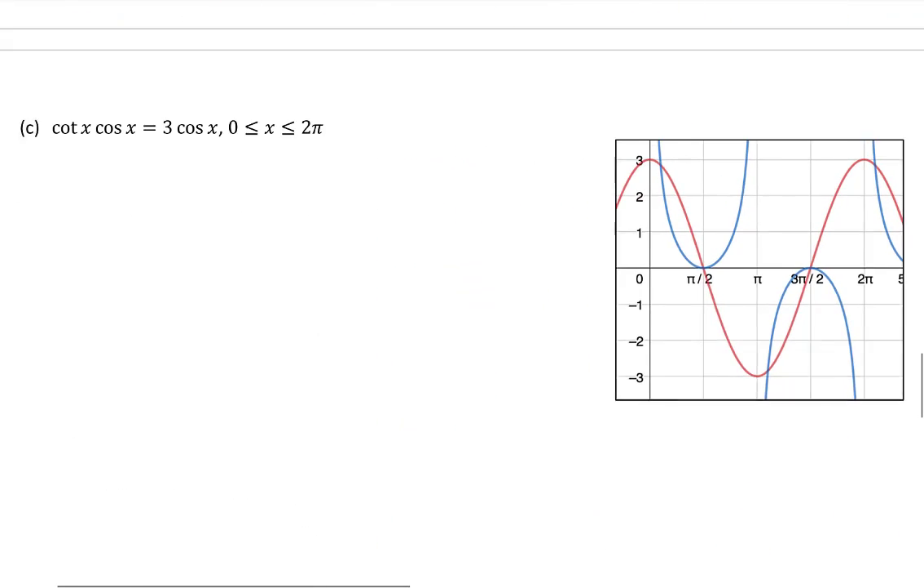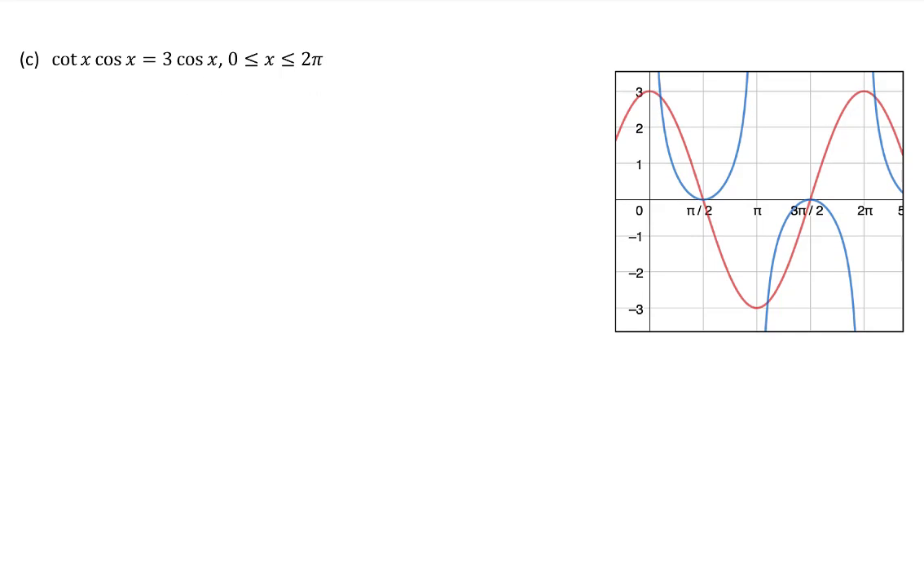And our last example. This time we're trying to solve for where cotangent x times cosine x is equal to 3 cosine x. So you can see cosine x is our red graph, and cotangent times cosine is the blue graph. We have 1, 2, 3, 4 solutions from 0 to 2 pi. So let's look at how to determine these 4 solutions.